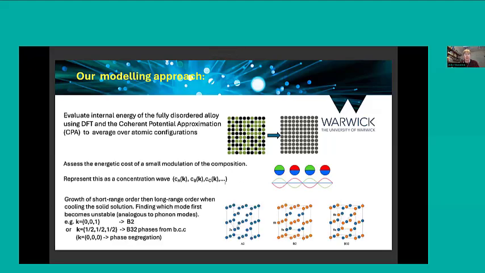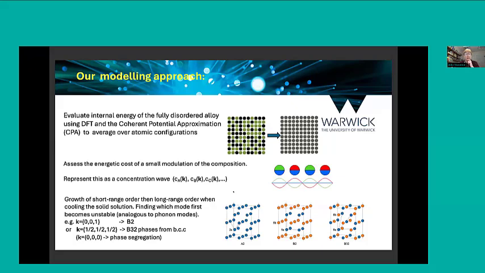So from that, we can investigate the growth of short-range order, and then ultimately the long-range order that might happen when you cool the solid solution. And then we find the mode which becomes unstable first, at the highest temperature at which some mode becomes unstable. So this is analogous to lattice dynamics descriptions of materials when you're looking at the structural instabilities of a material.